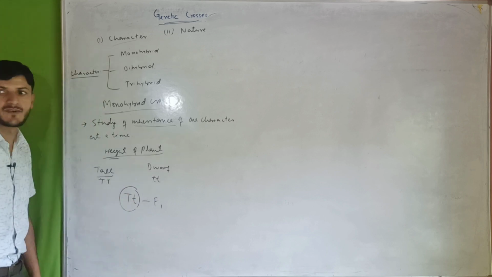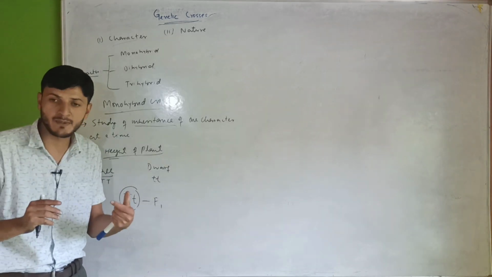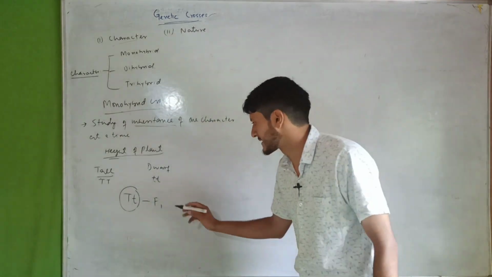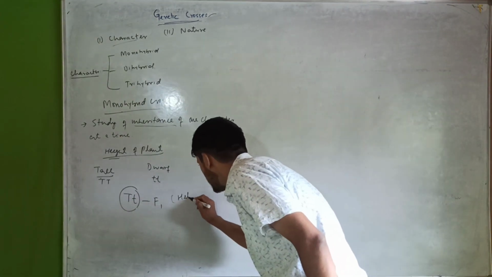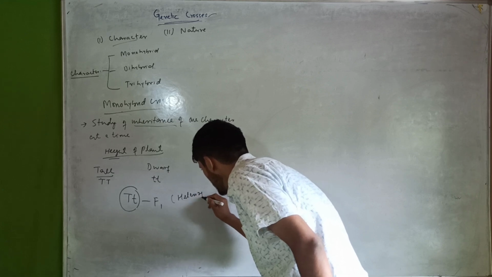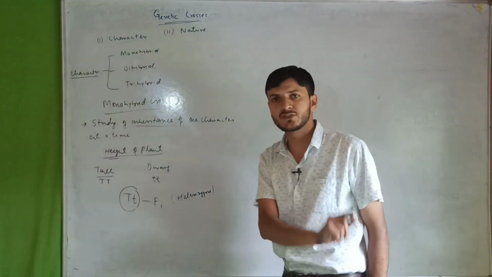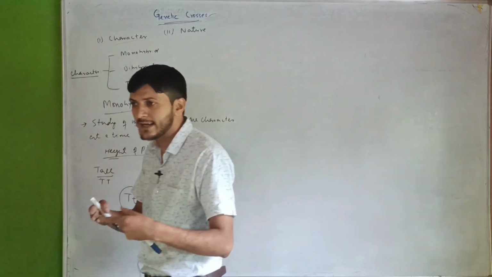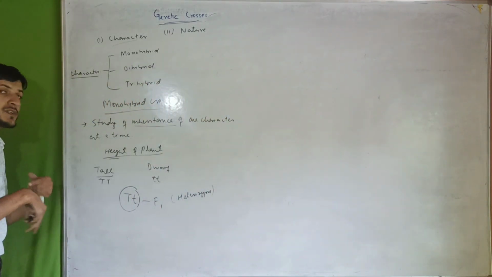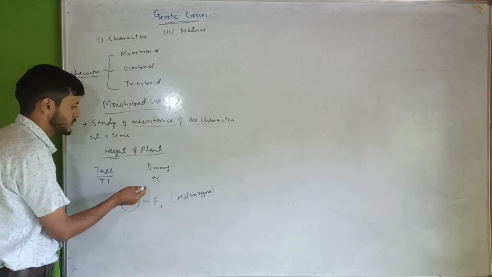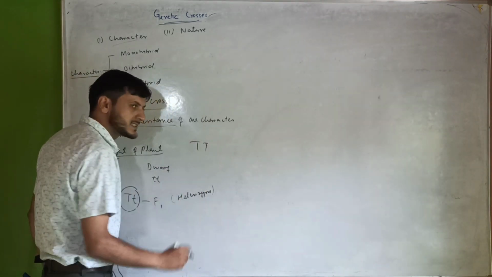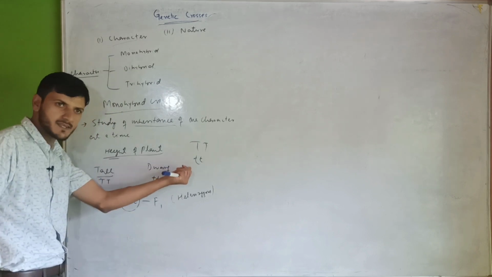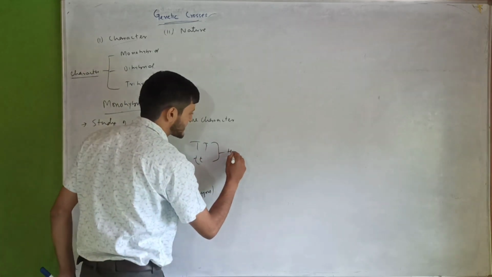When two different types of alleles are present, we call it heterozygous. What is heterozygous? Those organisms which have two different alleles. Suppose capital T, both alleles are similar, or small t, both alleles are similar, so we call it homozygous.